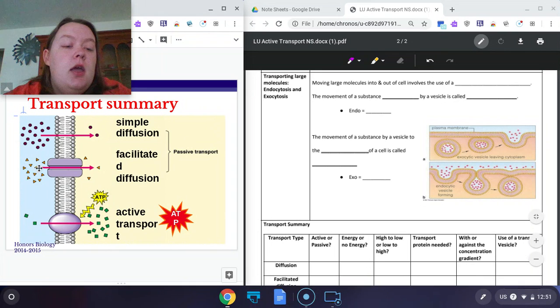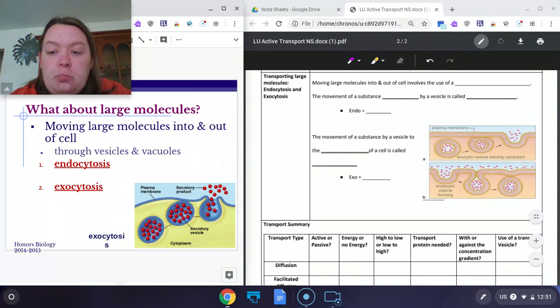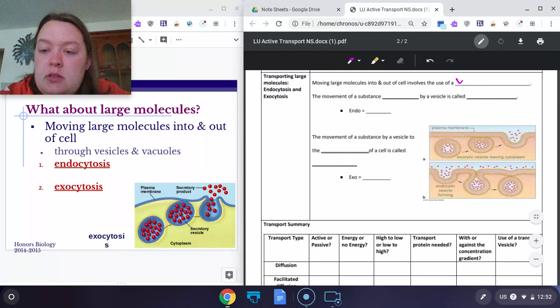A molecule moving from low to high with energy is going to be active transport. And there are two more types of active transport that we're going to talk about, called endocytosis and exocytosis. These are moving large molecules into and out of the cell using vesicles and vacuoles.